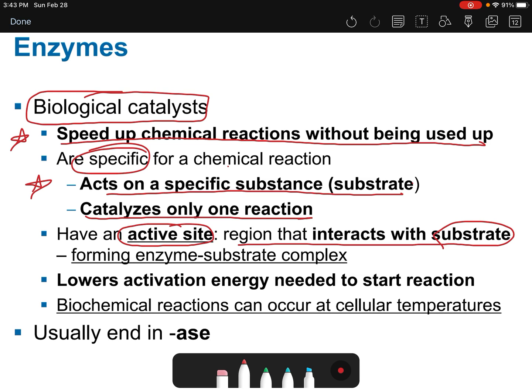That forms the enzyme-substrate complex so that the chemical reaction can take place. Enzymes lower the amount of activation energy needed to start a chemical reaction. Why is that important?